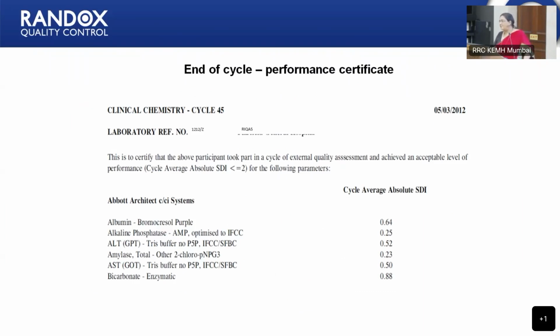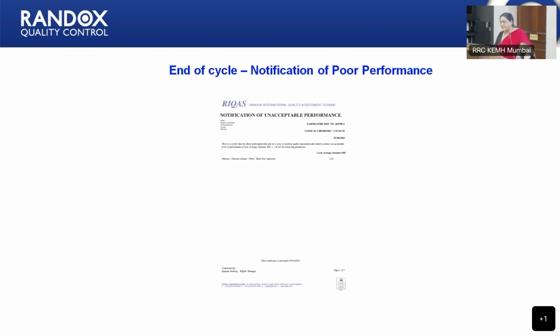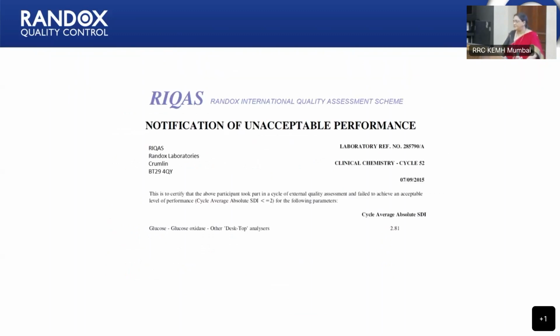So the list of all the parameters will be given with a notification that the performance of the following parameters is acceptable. And if the performance goes beyond the acceptable limit, that is, the absolute SDI is more than 2, then the performance will be considered poor performance. That notification will also appear over here.